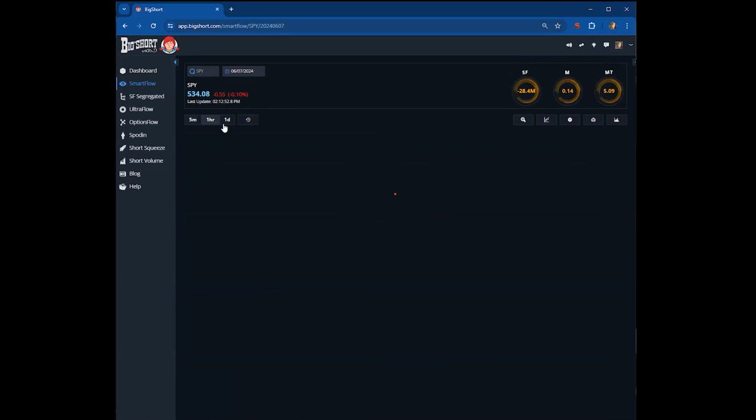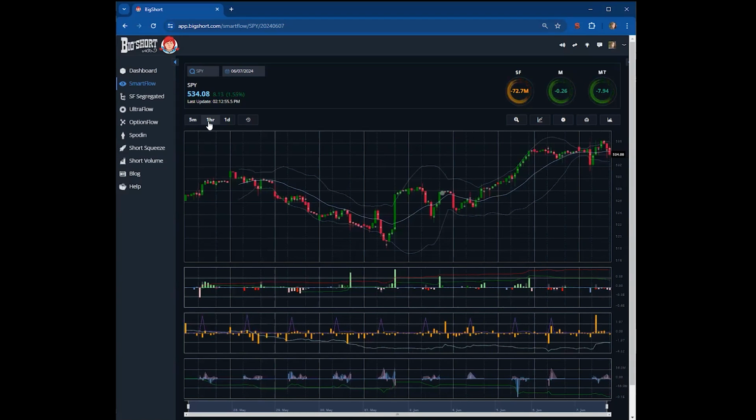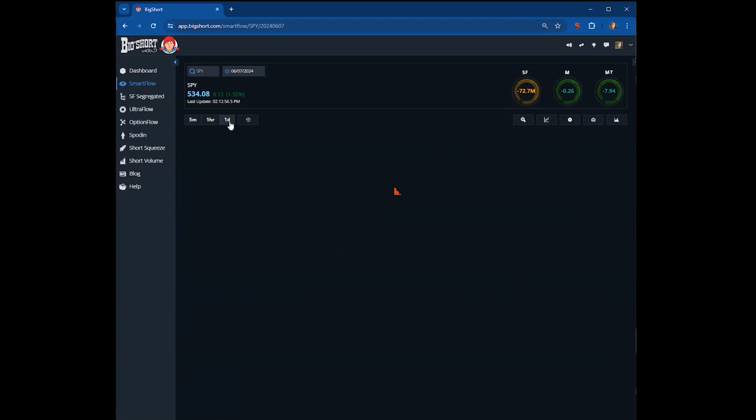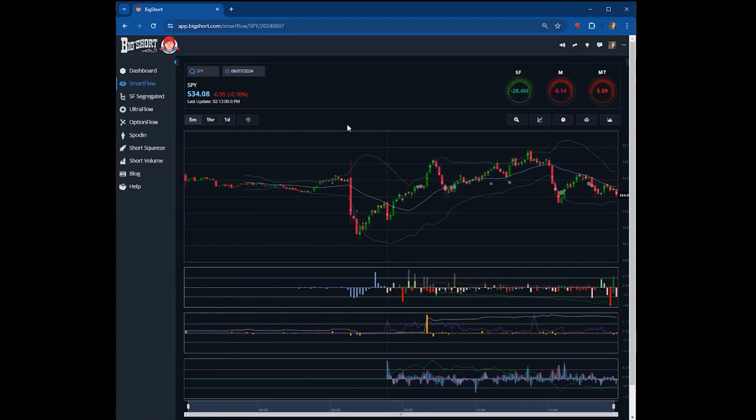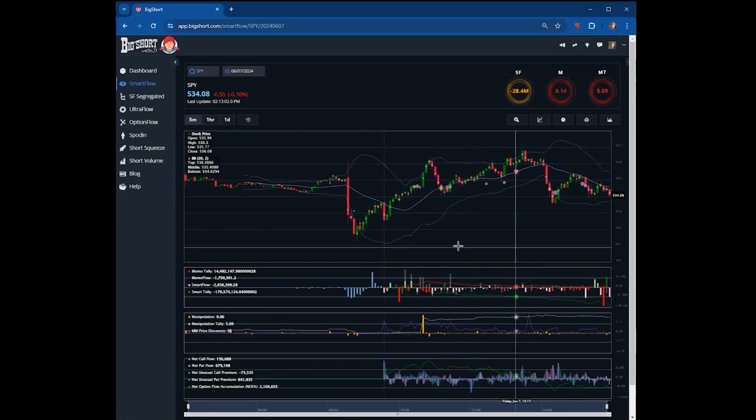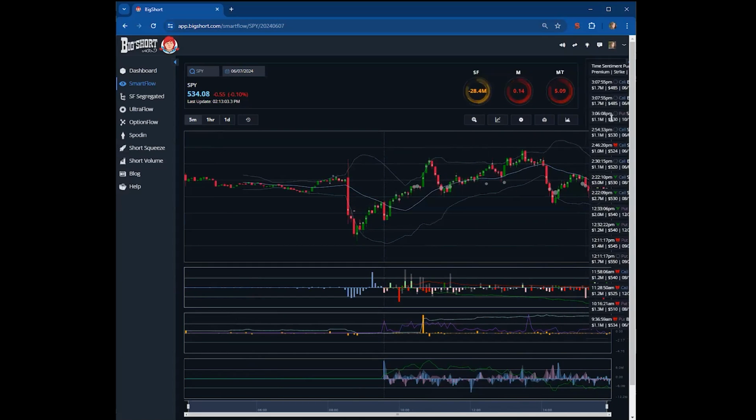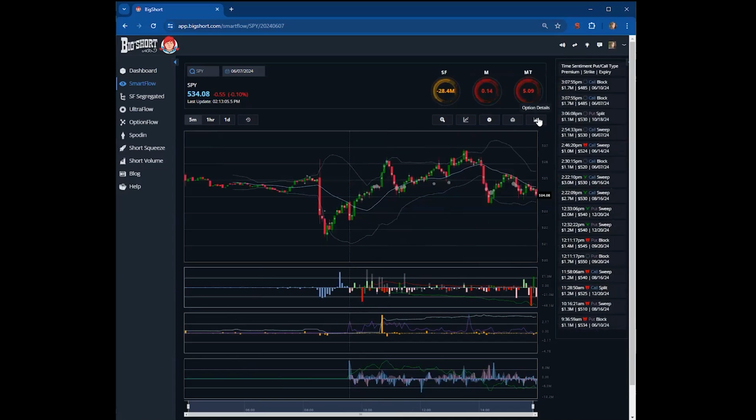Yeah, and so we have charts on different time frames. We have the 5-minute, the hourly, and the daily. And when I'm trading, I like to have this option details pane open. This will just show all the unusual option flow that comes in for that given ticker in real time. And by unusual options flow, I mean your blocks, your sweeps, and your splits.